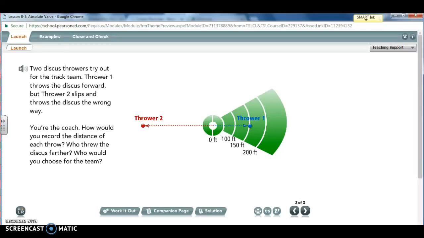Hello students, we are in 8-3 and we're going to be learning about absolute value. We're going to start off with the launch problem. Just try your absolute hardest. It's just to get your brains thinking. It's okay if you get it wrong.